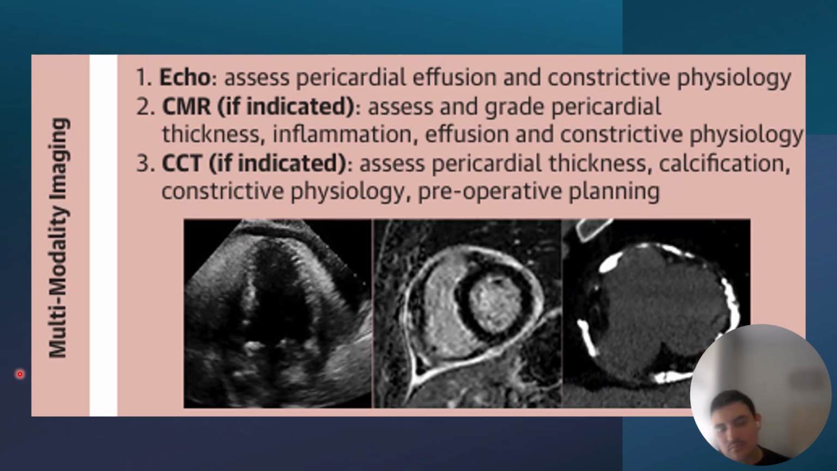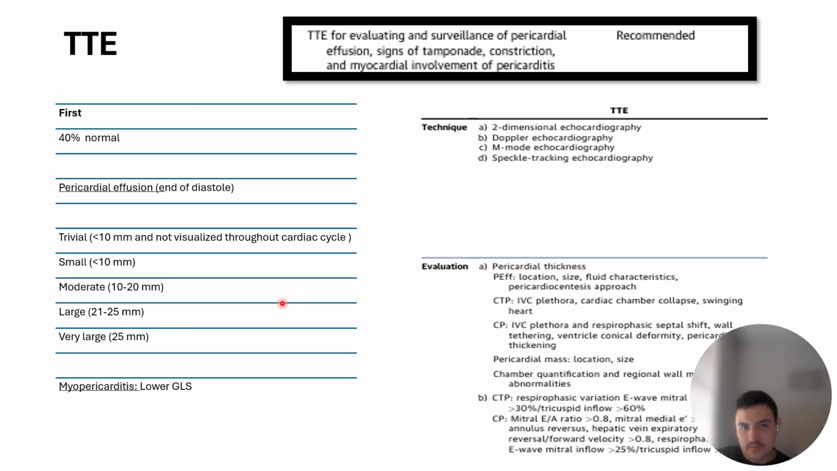So what imaging modalities do they recommend? They recommend echocardiogram, MRI, CCT, if indicated. Echocardiogram, the first tool, is highly recommended. Why? Because it's easy to do. Remember, 40% are going to be normal. You are going to evaluate pericardial effusion. Very large, more than 25, large, more than 20, small, less than 10 millimeters.